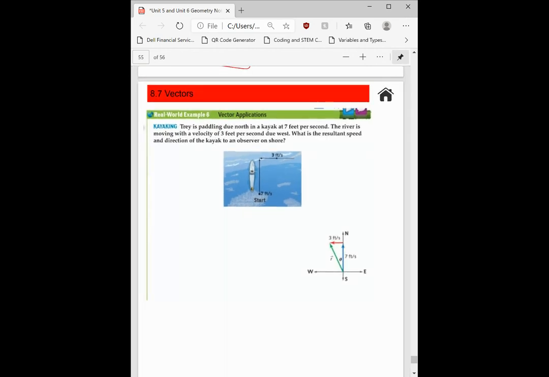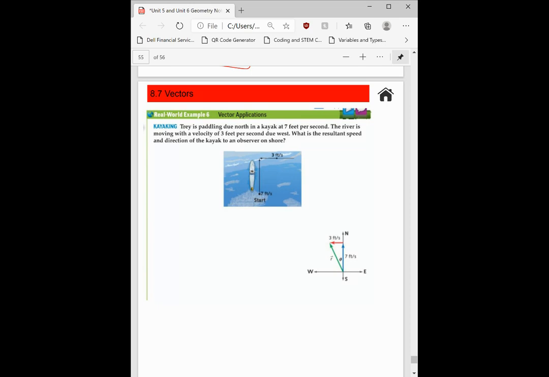Okay, we have Trey is paddling north in a kayak at 7 feet per second. The river is moving with a velocity of 3 feet per second due west. What is the resultant speed and direction of the kayak? So first we have this diagram. So this diagram right here. We're letting r vector represent the answer.